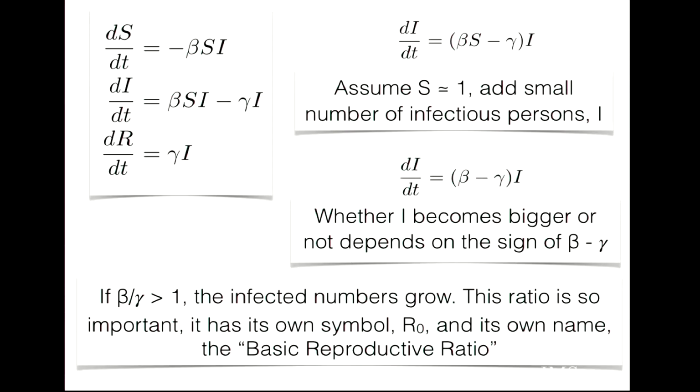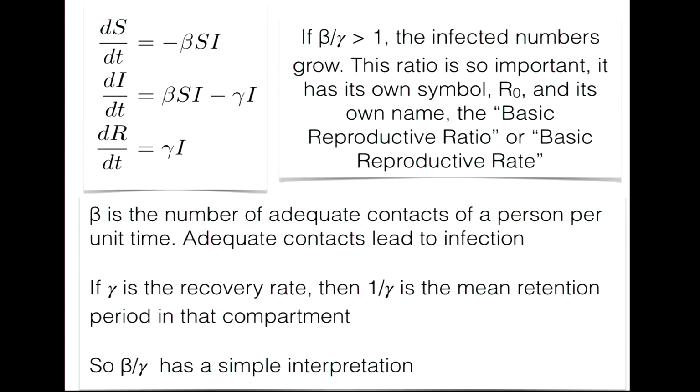And if beta by gamma is greater than 1, the infected number grows. And this ratio is important enough that it has its own symbol R0 and its own name called the basic reproductive ratio. So as I said, beta by gamma is an important quantity.